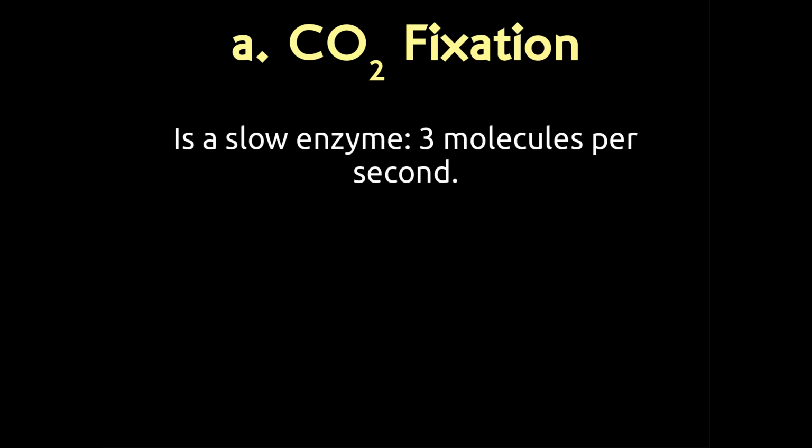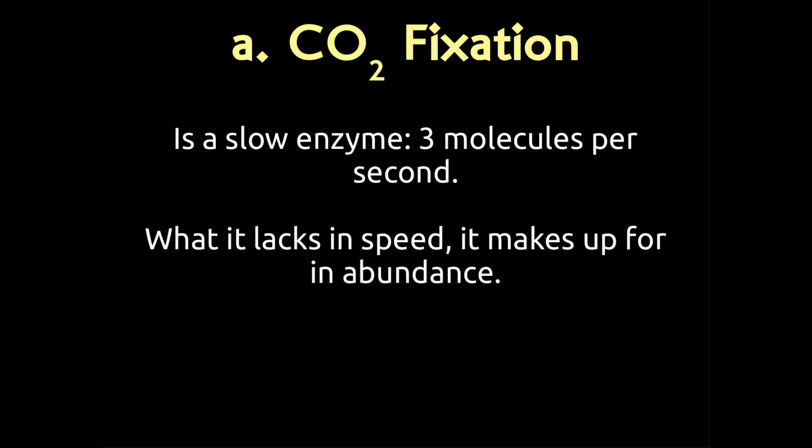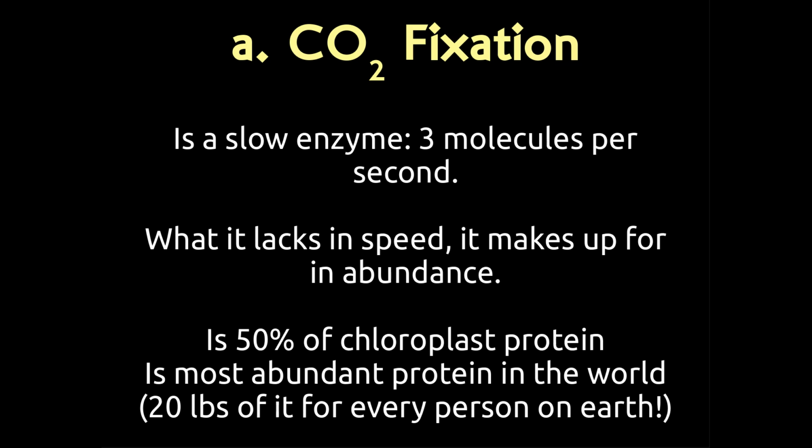Now, RuBisco itself is kind of a slow enzyme. It only catalyzes 3 molecules per second, which in the grand scheme of enzymes is not very fast. However, what it lacks in speed, it actually makes up for in abundance. There is a ton of it in the stroma, not the thylakoid membrane. A lot of it. 50% of the chloroplast protein is RuBisco. And RuBisco is the most abundant protein in the world.